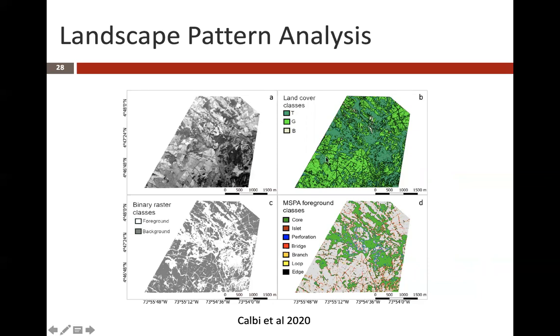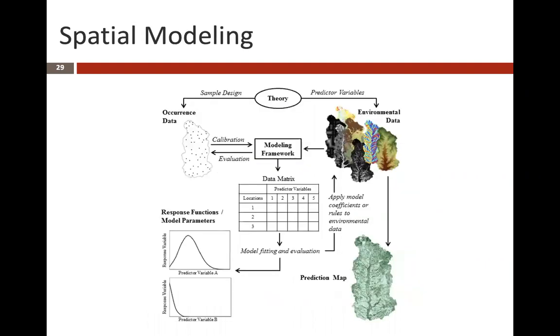And so this is an example where morphological spatial pattern analysis was applied to a land cover map, and really the forest portion of that land cover map, to see how much of the forest was core habitat versus edge habitat, and where the connections were. That information can then later on be integrated in models that try to predict species, try to predict things like risk of spillover. And so that brings us to spatial modeling.